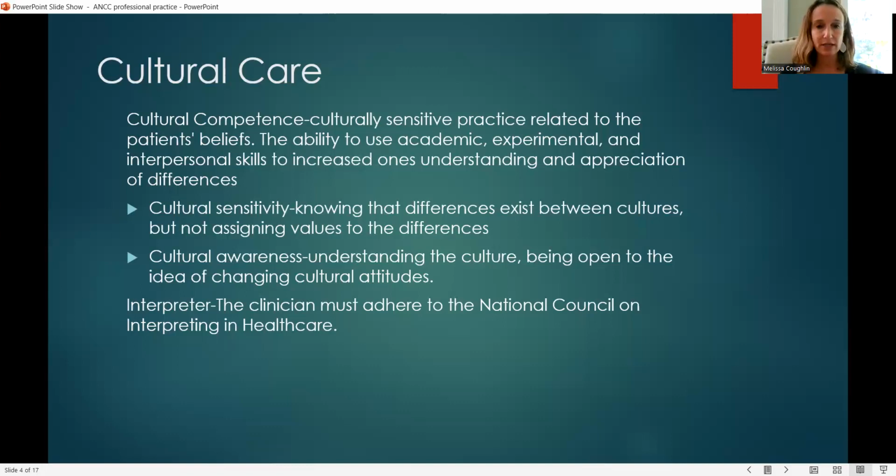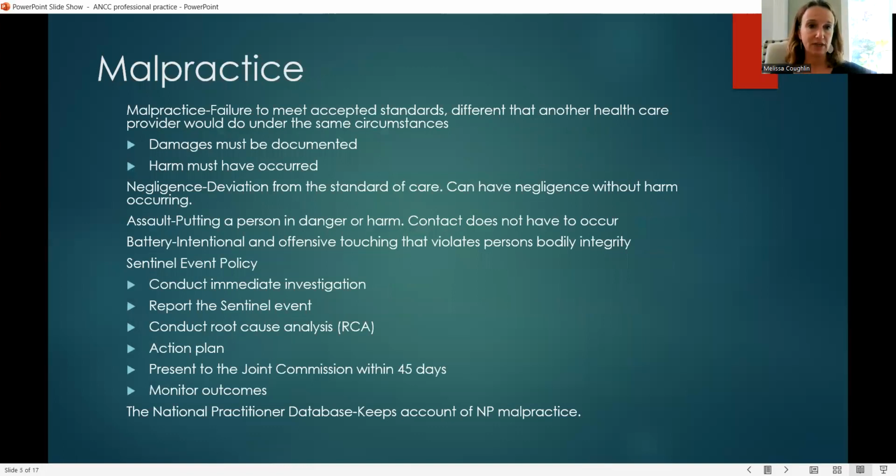An interpreter is a clinician or a hired person who adheres to the National Council on Interpreting in Healthcare. And all patients who are not primary English speakers or don't feel as though they are understanding concepts should be offered an interpreter. Malpractice is the failure to meet accepted standards of care, different than another healthcare provider would do under the same circumstances. Damages must be documented and harm must have occurred, which is different from negligence, which is a deviation from the standard of care. You can have negligence without harm.